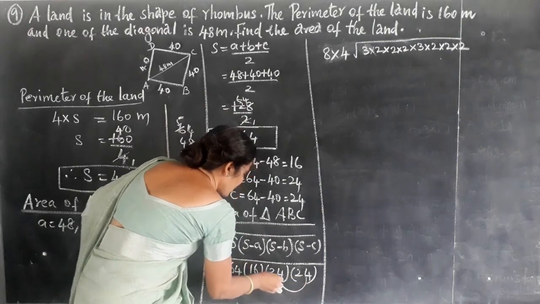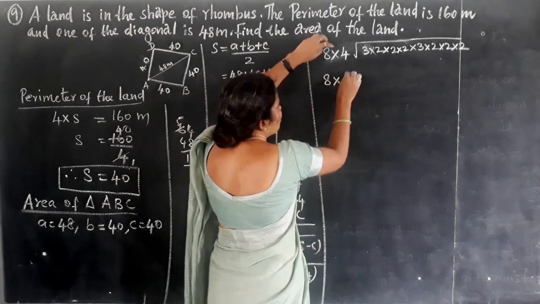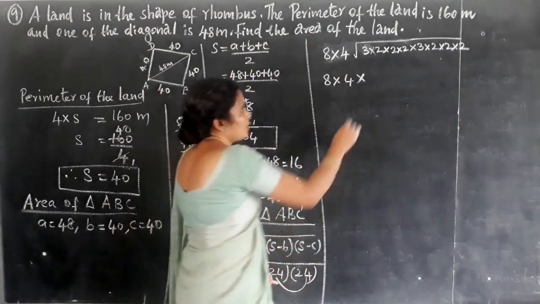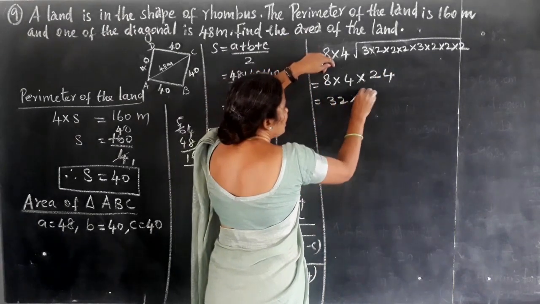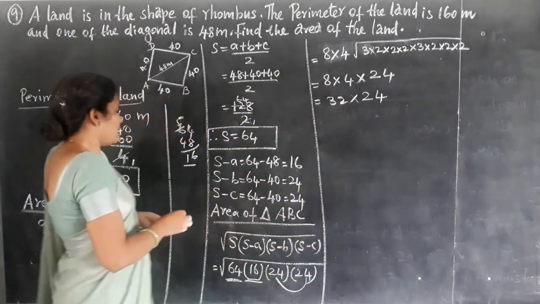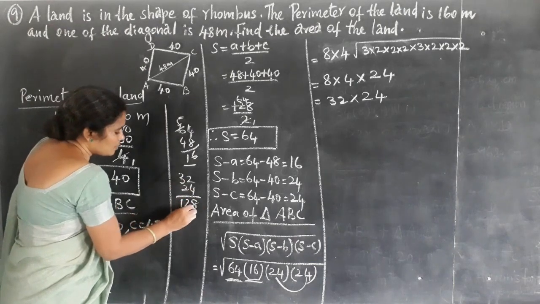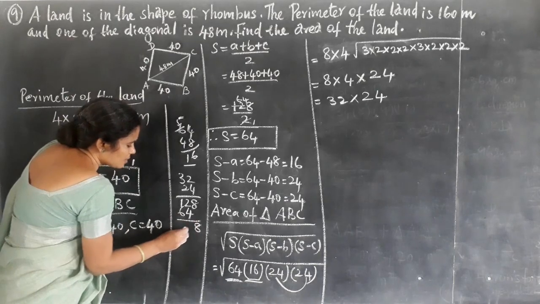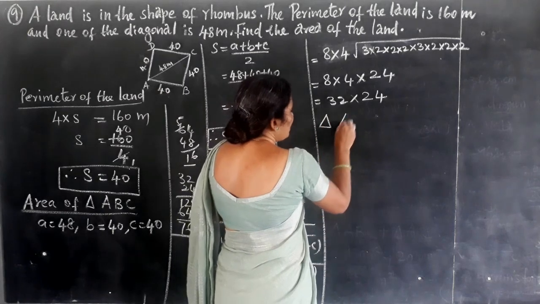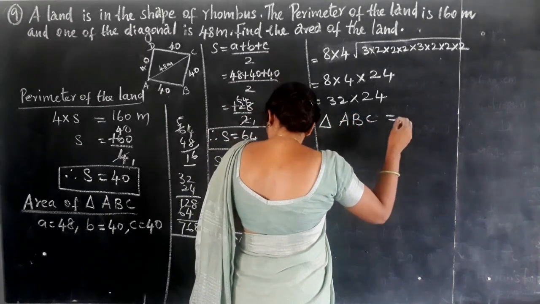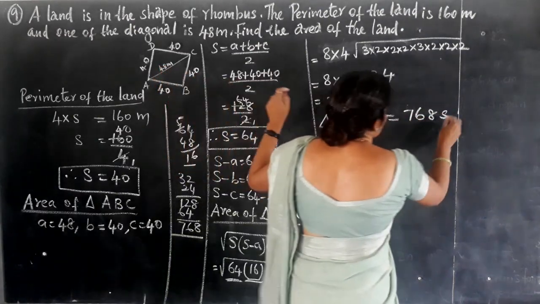Here we have the root of 16 and the root of 64. So 8 into 4 into 24, we can take 24 once. 8 fours are 32. 32 into 24 is 768. So the area of triangle ABC is equal to 768 square meter.